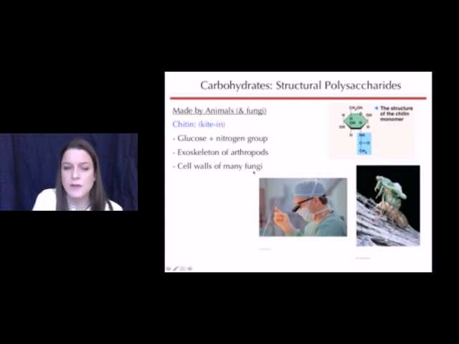So that's what I have for you about carbohydrates. Like I said, you should look at the table, and that's going to help you organize your ideas, make some concept maps, that kind of thing.